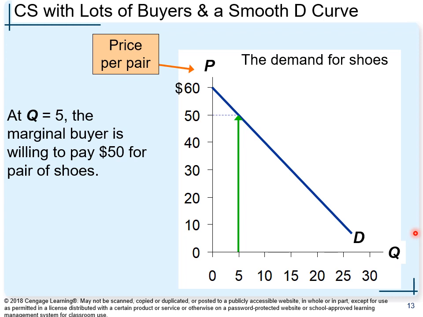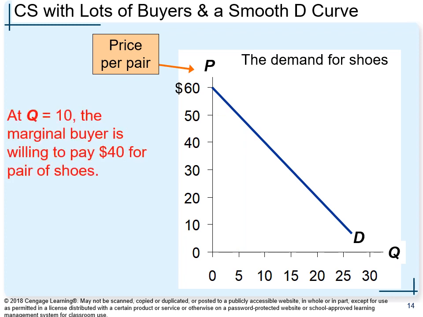Now at a quantity of 5, so when Q is equal to 5, the marginal buyer is willing to pay $50 for a pair of shoes, right? So at a Q of 5, the height of the demand curve is 50. We say that that is the value of the fifth unit, or the marginal value of the fifth unit. Remember that different units have different values, because there are different willingness to pay, as we saw from the previous example, okay?